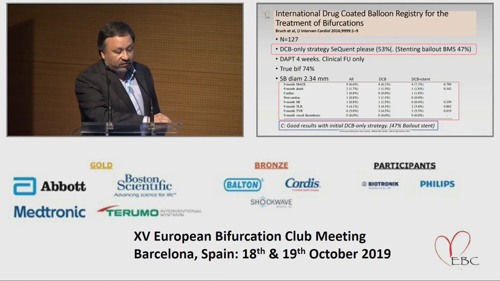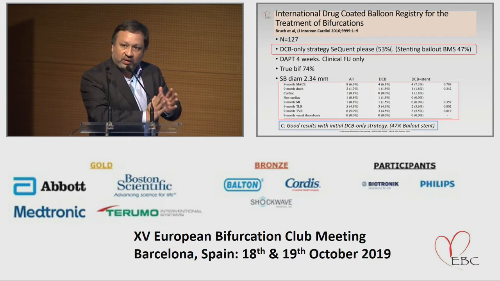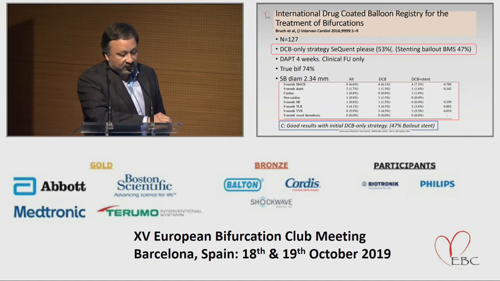There is a registry of 127 patients published by Bruch in 2016 that also reports very nice results with a drug coat balloon only strategy. In this trial, they treat all the patients with dilatation with drug coat balloon, and if they have to put a stent, they put a bare metal stent in 47% of the patients. The results in the drug coat balloon only patients are very nice, with a TLR at 9 months of 4.5%.